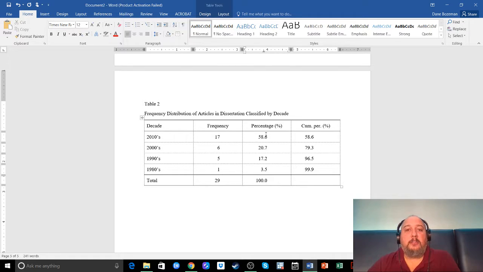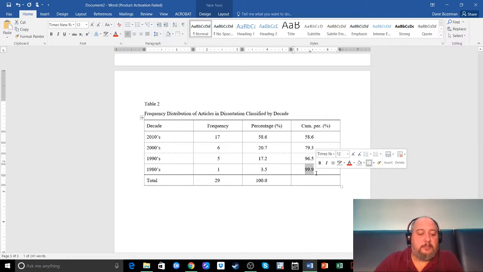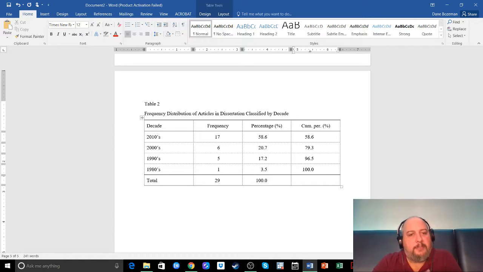It's that simple. The reality is no one's going to pull out a calculator and go 17 divided by 59, 6 divided by 29, 6 divided by 29, 5 divided by 29, and so on and so forth. All they're going to see is the 58.6%, the 20.7%, and they're going to start telling themselves a story, and then they're going to read what you wrote, and you're going to probably want to highlight the fact that over half of the articles in your dissertation were published in the 2010s. Especially if your dissertation was written in the 2010s, you'd want most of your research to be relevant. They're not going to get into a discussion of why this doesn't add up to 100%, because they're just going to accept the 100%. And then you would do the same thing here. By adding that percent value, now my cumulative percent comes out to 100. And we don't have to get into that discussion.